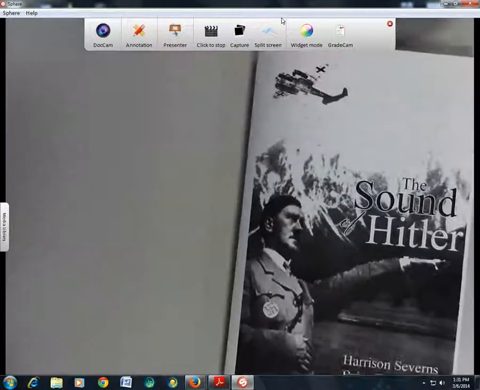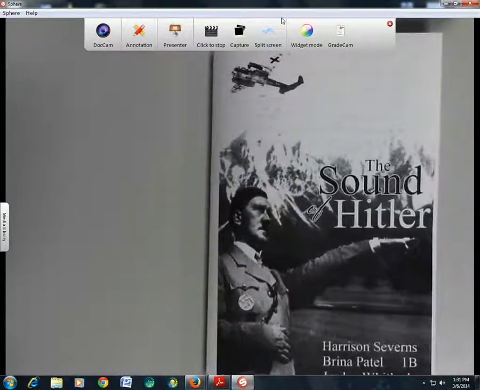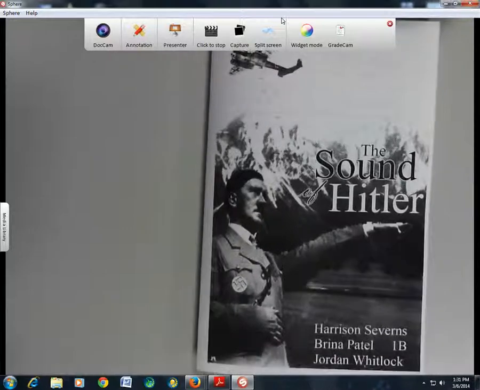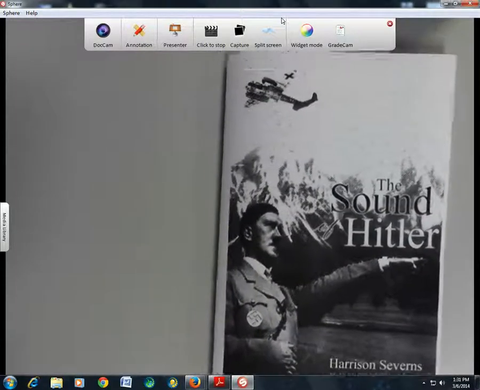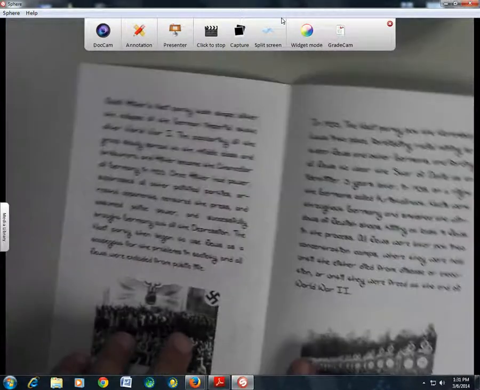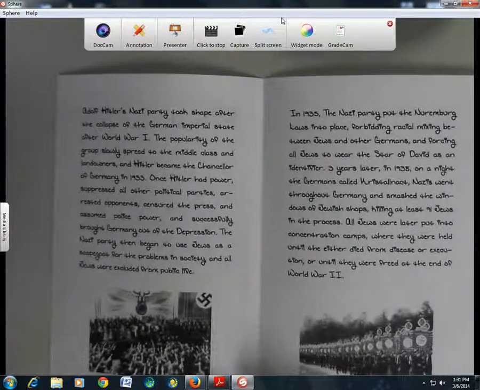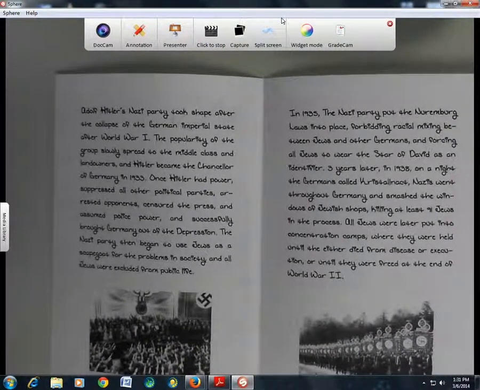The last example was not a trifold, but just a regular fold-over brochure. They have a copy of their movie poster on the front page, and then when you open it up, they give a little story here about what's going on during their movie. So Adolf Hitler's Nazi Party took shape after the collapse of the German imperial state after World War I. The popularity of the group slowly spread to the middle classes and landowners, and Hitler became the Chancellor of Germany in 1933.